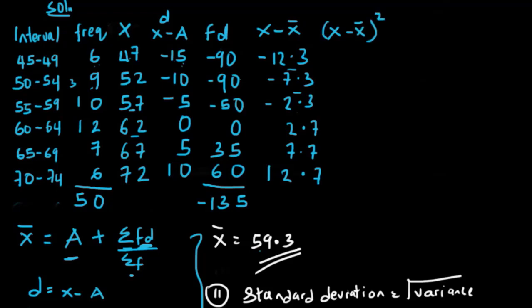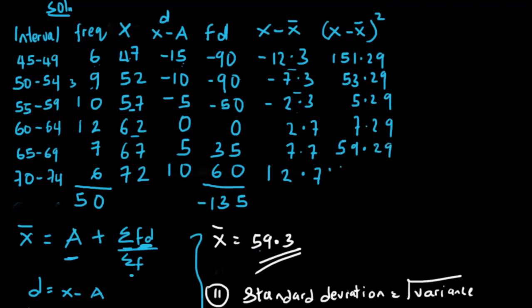So we'll be having minus 12.3 square, which is minus 12.3 times minus 12.3. That will give us a positive value, 151.29. Minus 7.3 times minus 7.3 will give us 53.29. Minus 2.3 times minus 2.3 will give us 5.29. 2.7 times 2.7 will give us 7.29. 7.7 times 7.7 will give us 59.29. Then lastly, 12.7 times 12.7 will give us 161.29.